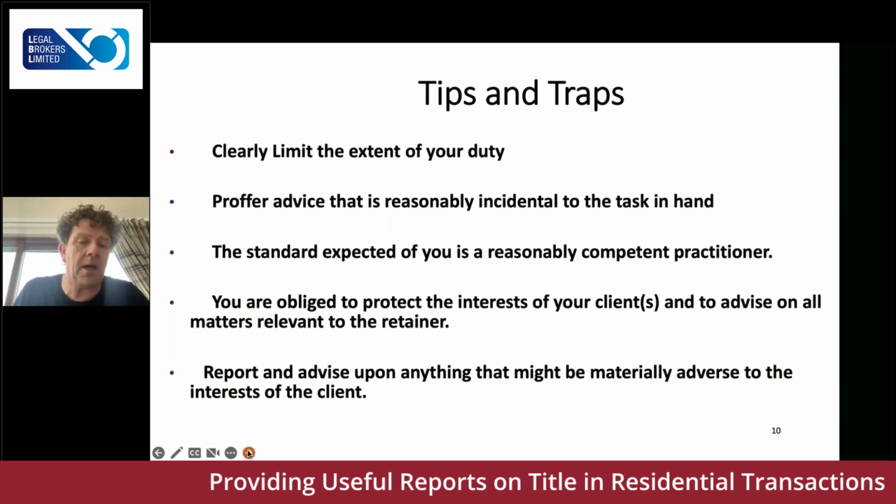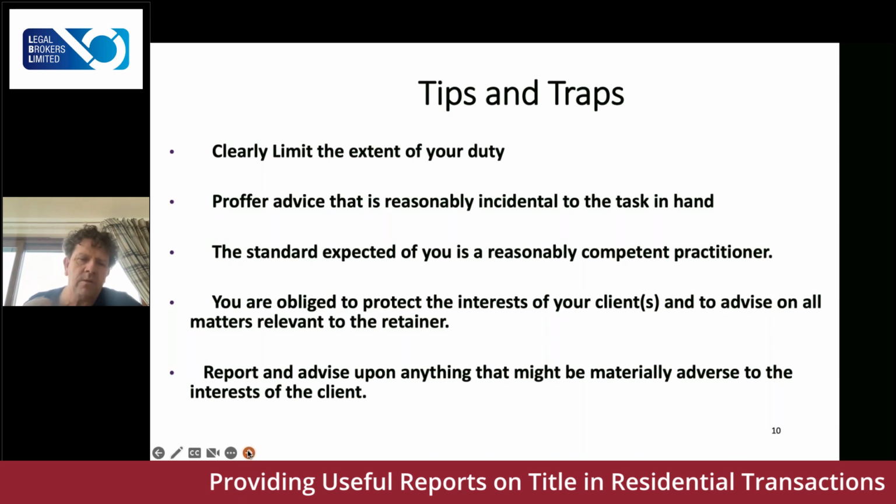The same principle applies in connection with the conveyancing transaction. So if there is something that is not necessarily directly relevant to the client's objective, but something that could potentially generate risk for this client in connection with ownership of the property or subsequent refinancing or sale of the property, then that issue should be drawn to the client's attention. You are obliged to protect the interests of the client and to report to the client matters relevant to the retainer, and report and advise the client about anything that might materially or adversely affect the interests of the client. So just because we've got a retainer, if there's something glaringly obvious that's beyond the scope of our retainer, that doesn't mean that we are not obliged to highlight it to the client.